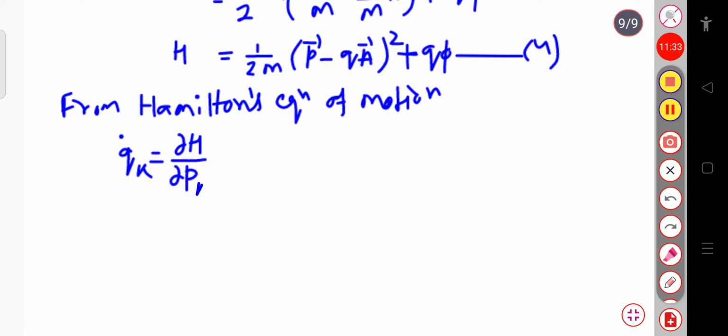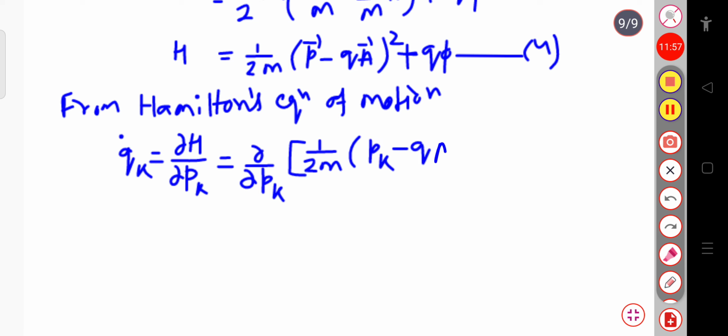Okay, this is equal to, from this equation 4, if I substitute that value and take the partial derivative with respect to p, this is equal to, let me write first, ∂/∂pk of the Hamiltonian, which is 1/2m times the sum over all particles of (pk − q Ak) squared, plus q φ.